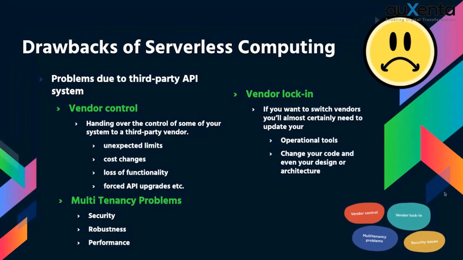The third one is vendor lock-in. Whatever serverless feature you are using from one vendor will be implemented differently by other vendors. Therefore, if you want to switch vendors, you almost certainly need to update your operational tools and change your code, and perhaps even your design or architecture. The fourth one is security issues. It is obvious that using third-party services centralizes the risks for the system's security, and the number of security implementations increases with the service vendors that you are using. So when using a vast database from your mobile platform, you sacrifice the protective barrier of the server-side application.